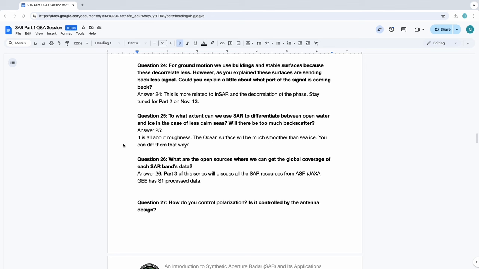Question 25, to what extent can we use SAR to differentiate between open water and ice in the case of less calm seas? Will there be too much backscatter? There are many studies that are using SAR to identify ice. And the way you can do that is it's all about roughness, right? So I talked about structure, which refers to roughness. The ocean surface will be much smoother than sea ice. And so the backscatter is going to be different between the ocean surface and the sea ice, and you can differentiate them that way.